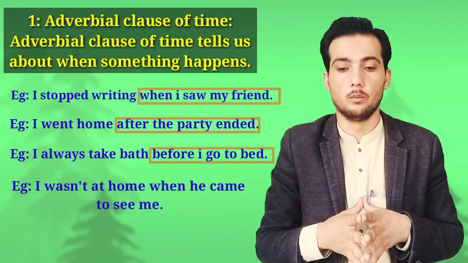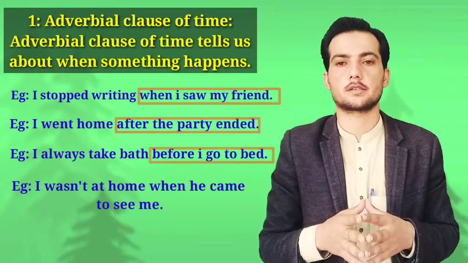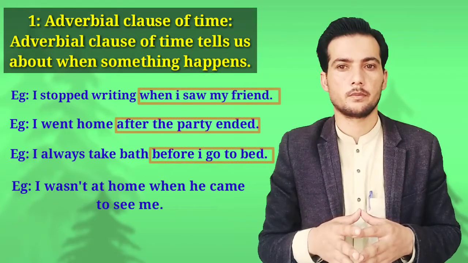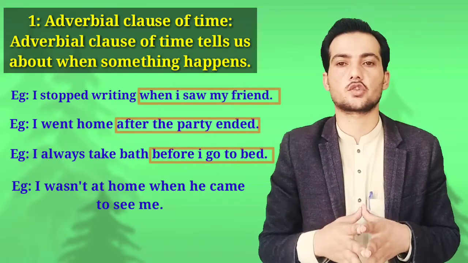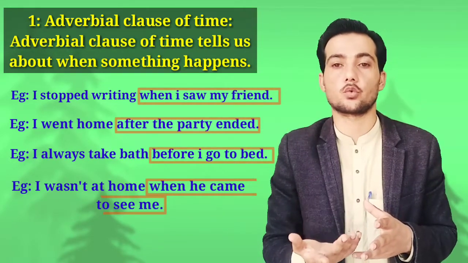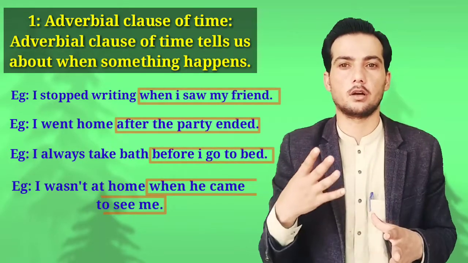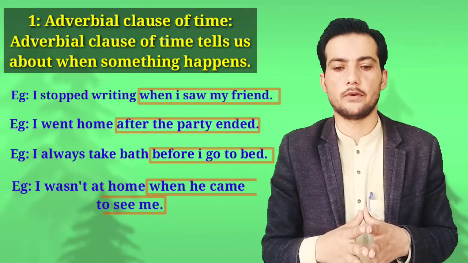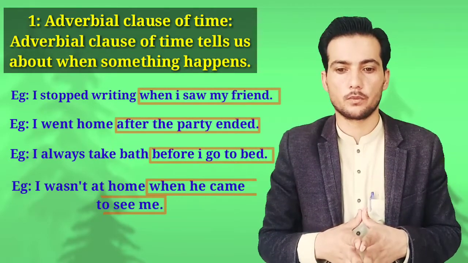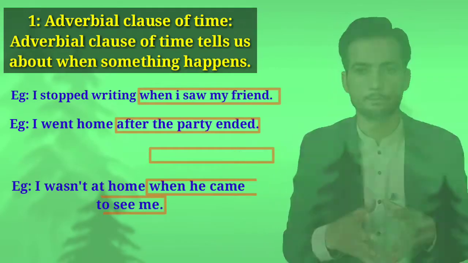I was not at home when he came to see me. If you look at this sentence, it consists of two clauses. The first one is the main clause, I was not at home. And after that, the second clause starts with a subordinating conjunction, that is when, and it consists of a subject, that is he, and a verb, that is came. So that is why when he came to see me is an adverbial clause of time because it modifies I was not at home, but when? When I was not at home. When he came to see me. So that is why it is an adverbial clause of time.